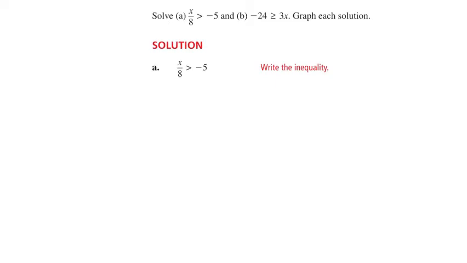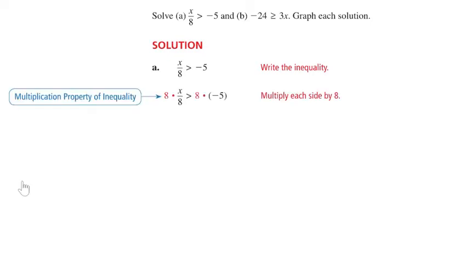Then what we're going to do is multiply both sides of the inequality by positive 8. Notice I'm saying a positive 8. The 8's will cancel out, and we are left with x is greater than negative 40, which is in its simplest form. Then we are going to graph the inequality.